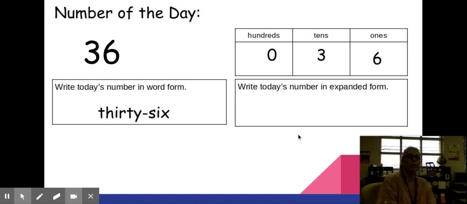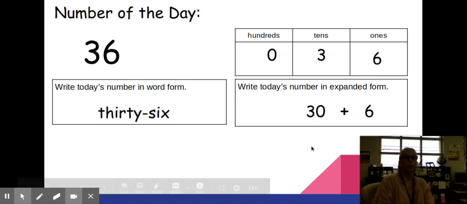Now we can write today's number in expanded form. We have 0 hundreds, so we don't need to write anything. We have 3 tens. 3 tens is 10, 20, 30. 3 tens is 30, so we're going to write 30 plus 6 ones. 6 ones is 6. So 36 is 30 plus 6.